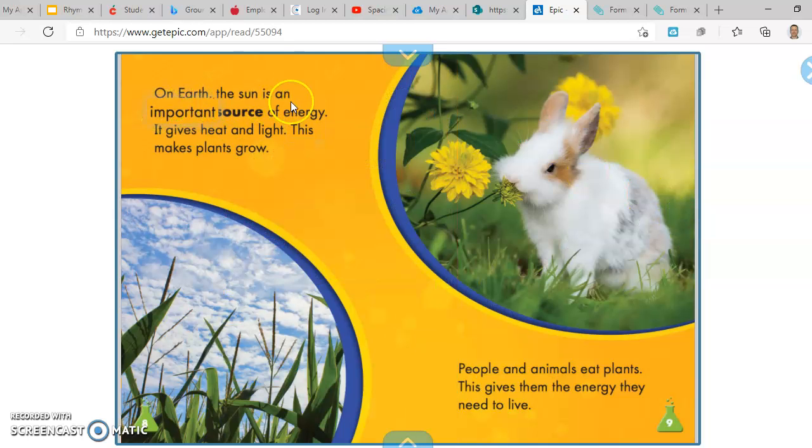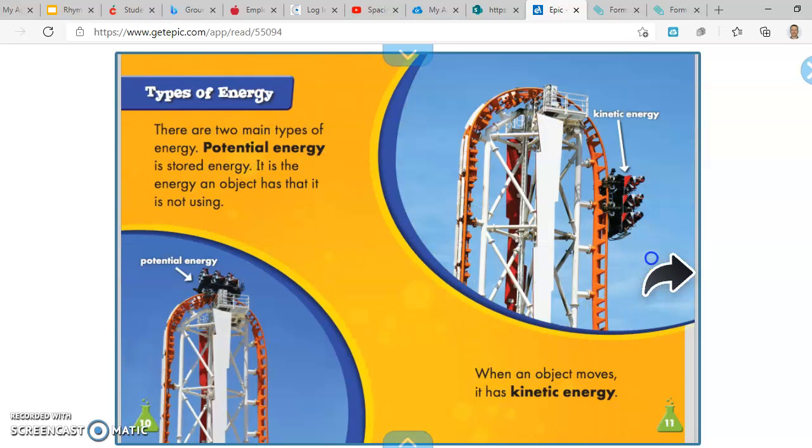On Earth, the sun is an important source of energy. It gives heat and light. This makes plants grow. People and animals eat plants. This gives them the energy they need to live. So energy is being transferred from plants to people and animals. So energy is moving along.